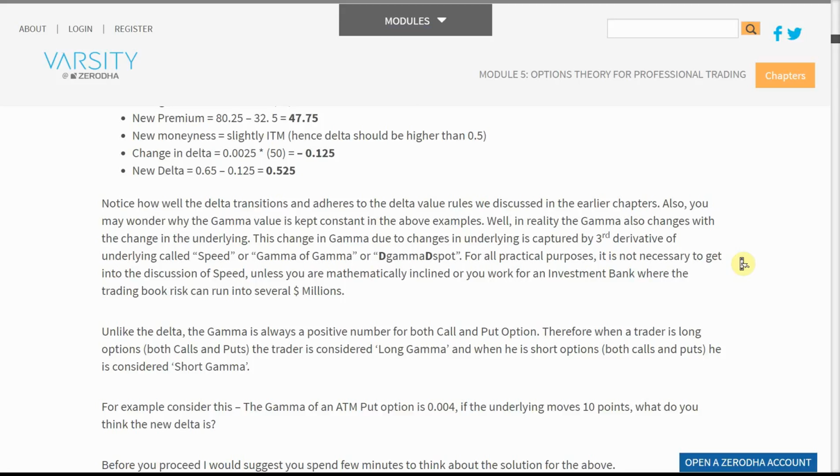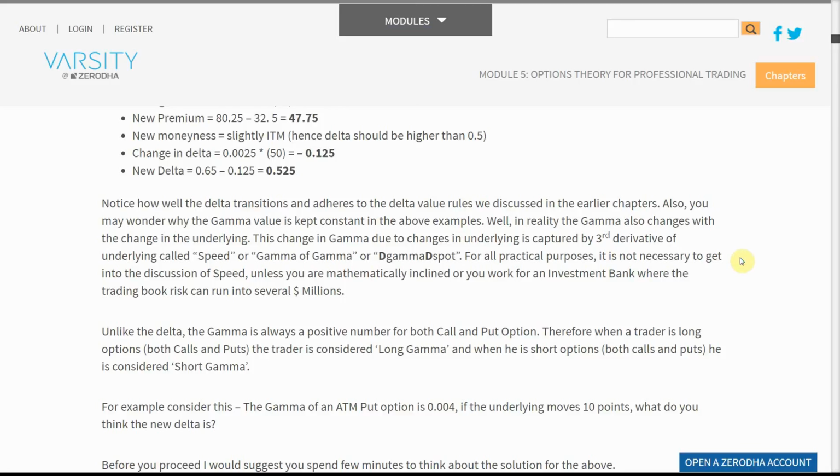Well, in reality, the gamma also changes with the change in the underlying. This change in gamma due to changes in underlying is captured by the third derivative of the underlying, called speed, or gamma of gamma, or the gamma spot. For all practical purposes, it is not necessary to get into the discussion of speed, unless you are mathematically inclined or you work for an investment bank where the trading book risk can run into several dollar millions.